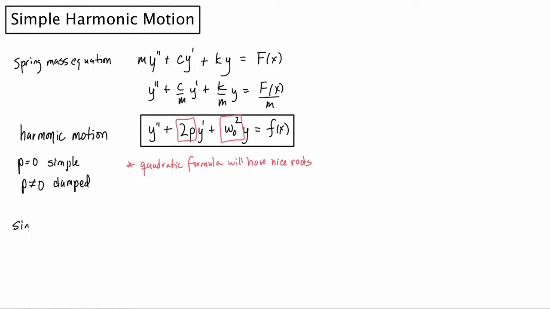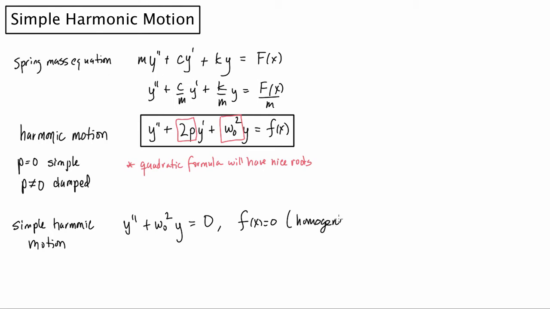And so in the case where we have simple harmonic motion, the equation becomes, if p is 0, y double prime plus omega naught squared y equals, and I'm going to focus on the homogeneous case today. So we're looking at f of x being equal to 0, because at least as of right now we are focused on homogeneous second order linear differential equations.